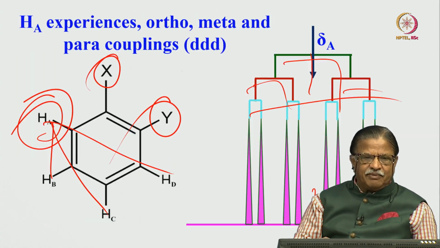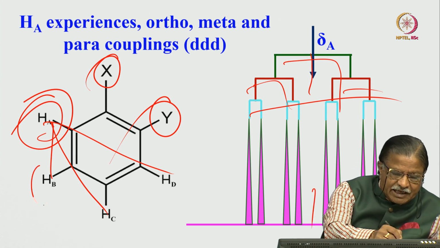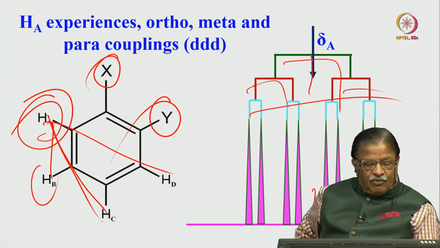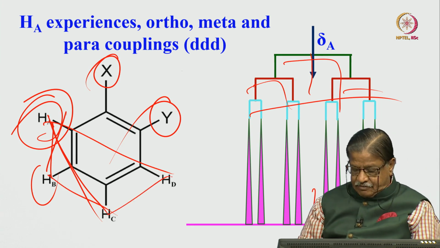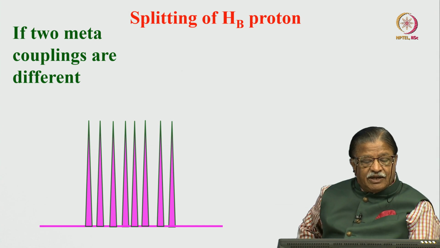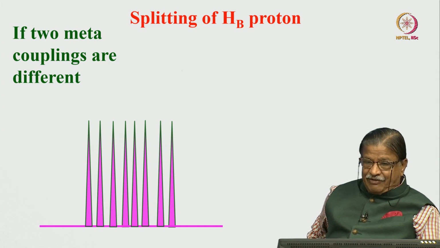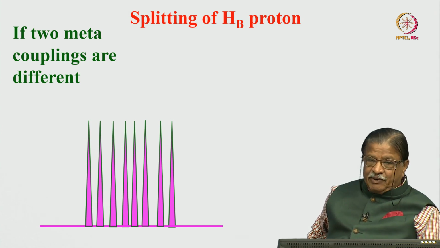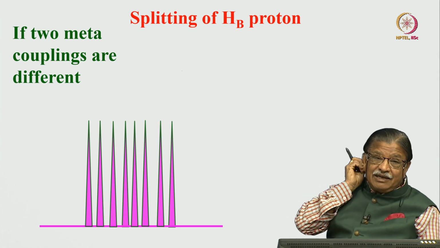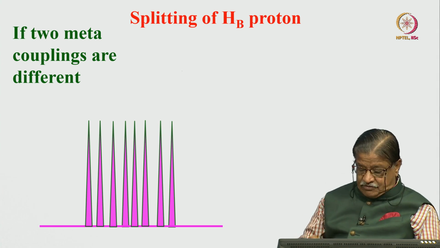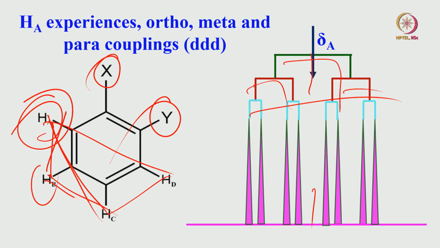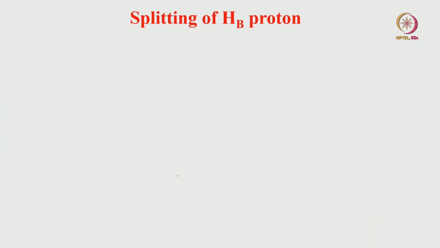Proton B, if you look at this molecule, experiences one ortho coupling and one meta coupling. This can give rise to again an 8-line pattern, because of 2 ortho couplings and 1 meta coupling, assuming that the couplings are different. It can happen. For example, I am looking at proton B, it can have one ortho coupling, one meta coupling.